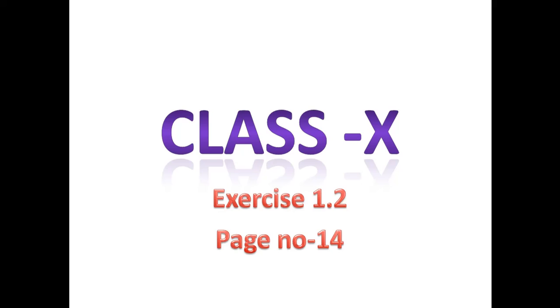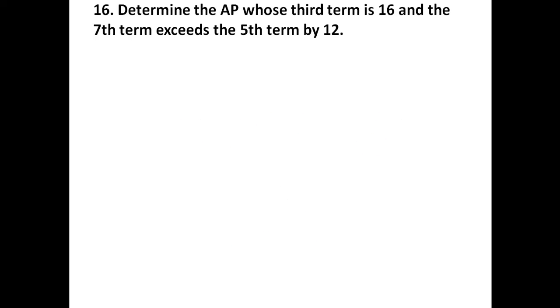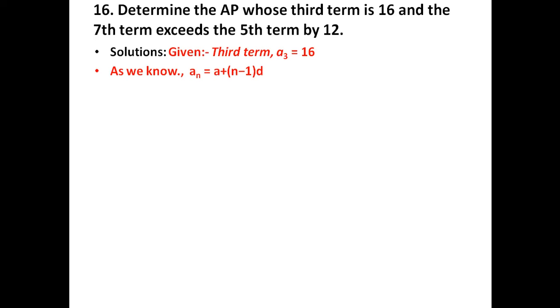Hello students, this video is the continuation of exercise 1.2 from chapter 1, page number 14. So 16th question: determine the AP whose third term is 16 and 7th term exceeds the 5th term by 12. For this answer also, we have to solve an algebraic expression, we have to find out A, D, then we have to find out the AP.